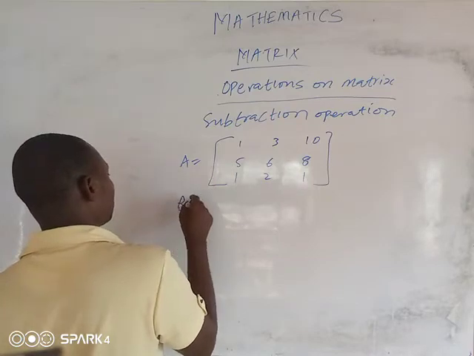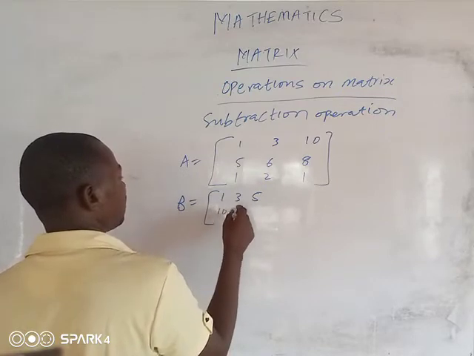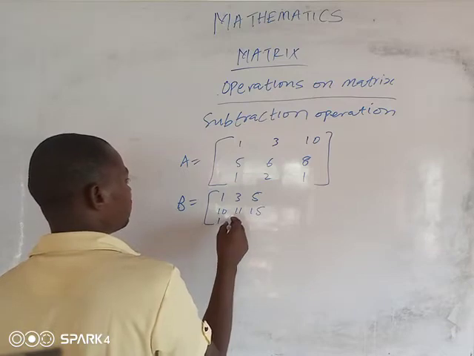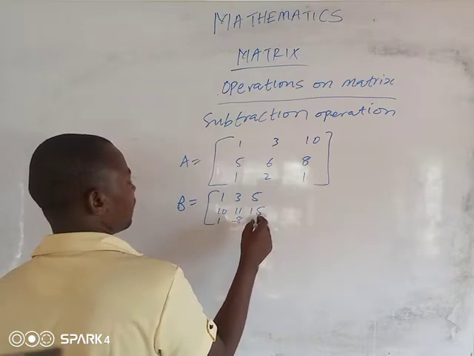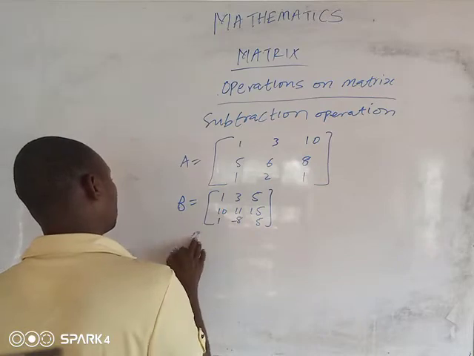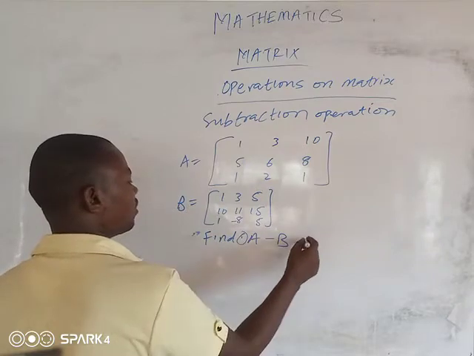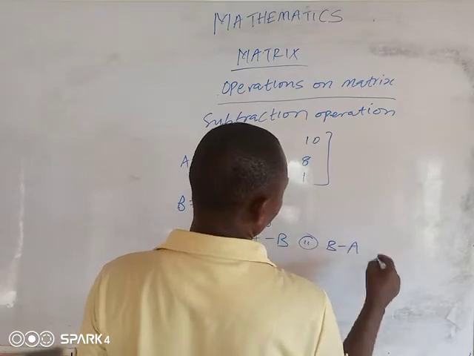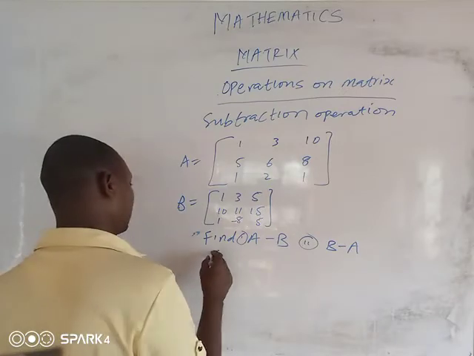So matrix B, I have 1, 3, 5, 10, 11, 15, 1, 1, minus 8, 5. So if you want to find A minus B, that's question 1. Question number 2, B minus A. So let us find A minus B.